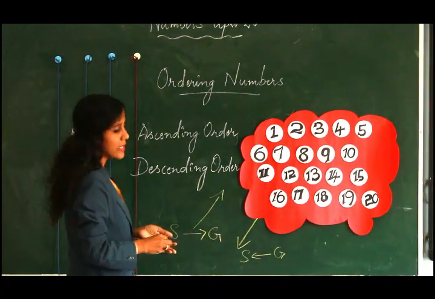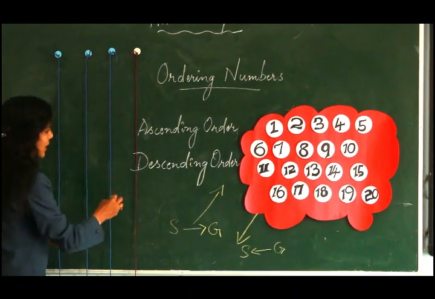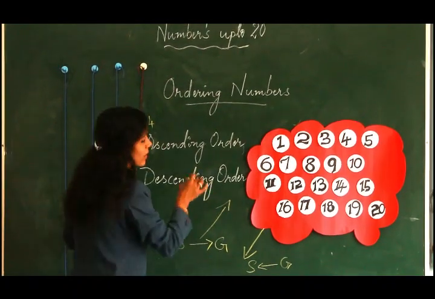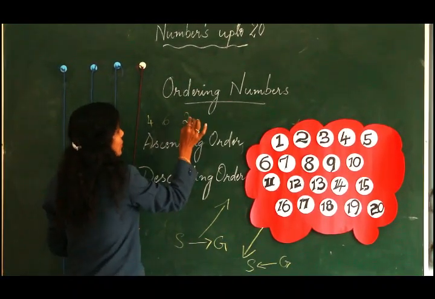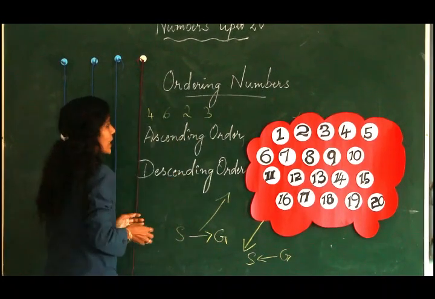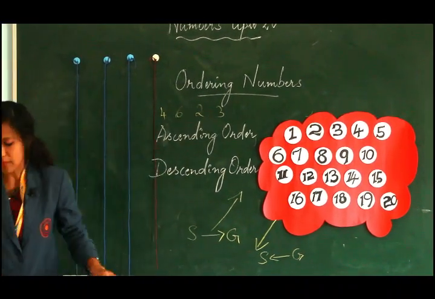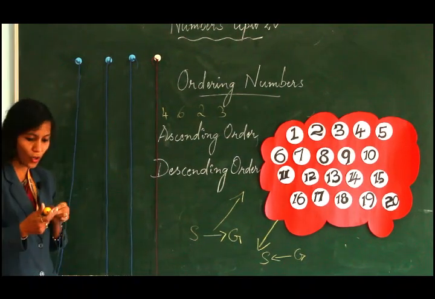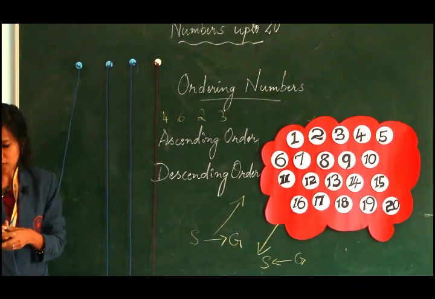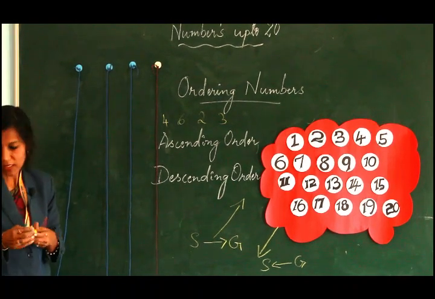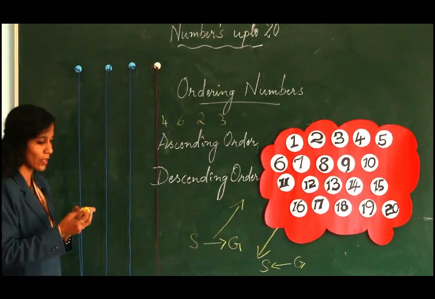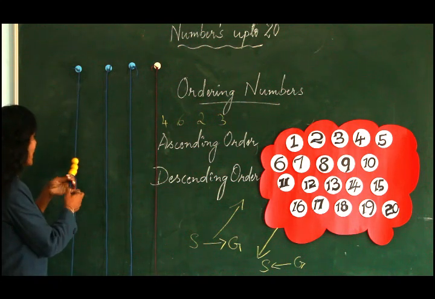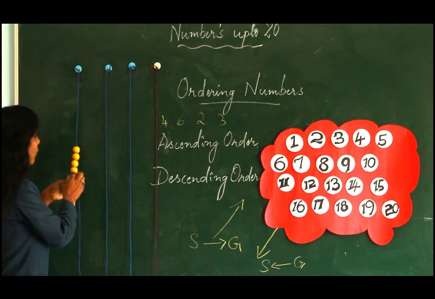Now let us take few examples for ascending order. Here the numbers we have is 4, 6, 2 and 3. So putting the first string, beading it with 4. 1, 2, 3 and 4. So the first string has 4 beads.